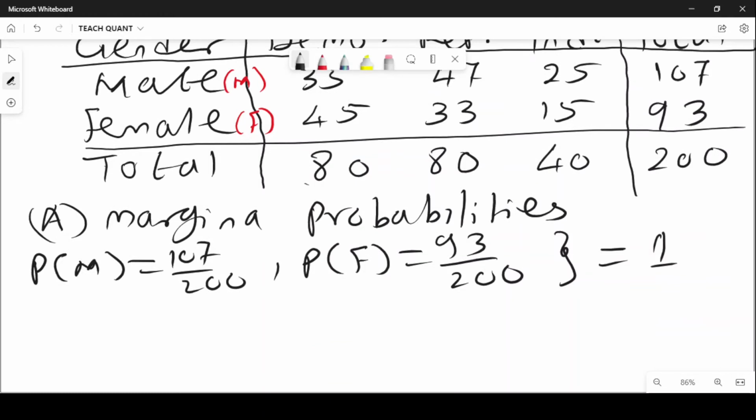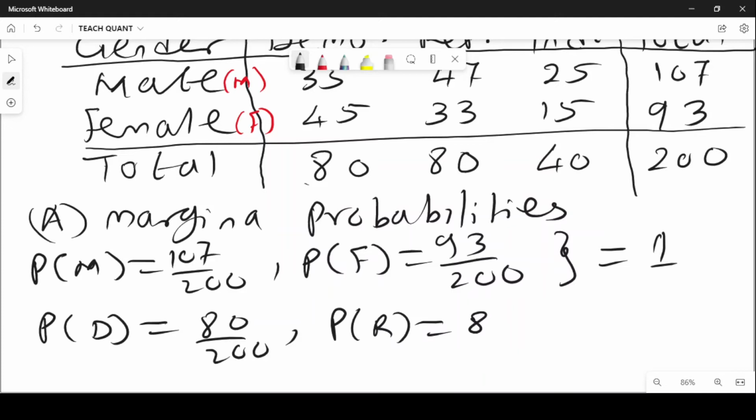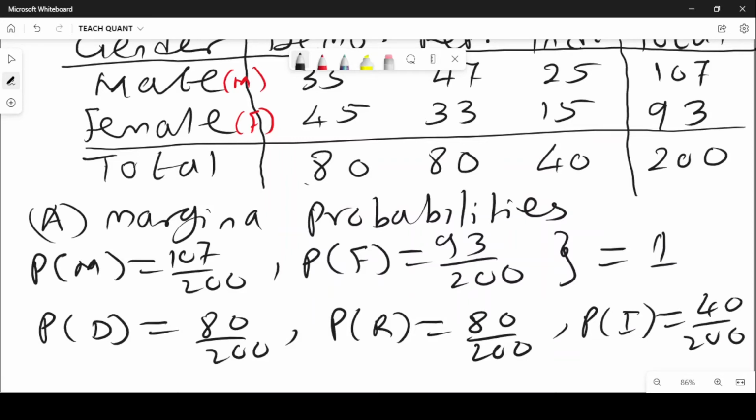The marginal for the party: the probability of a Democrat is 80 over 200. The probability of a Republican is 80 over 200. And the probability of an independent is 40 over 200. So when you sum those three again, they should give you a total of 1. So the values on the outside, where the total is, give you the marginal.